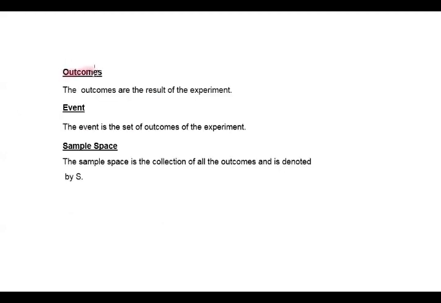Outcomes. The outcomes are the result of the experiment. Event. The event is the set of outcomes of the experiment. What is sample space? The sample space is the collection of all the possible outcomes and is denoted by capital letter S.